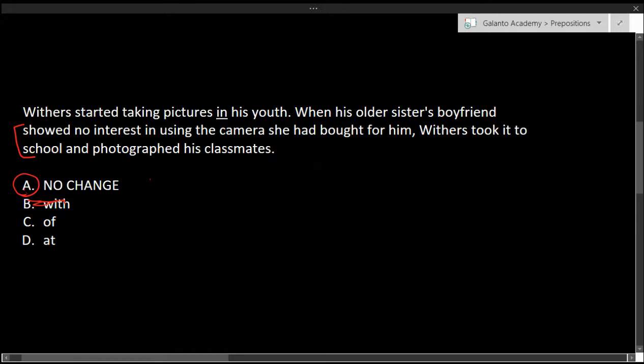Well, it's not like he's taking pictures of his own childhood. He's taking pictures of his classmates here. And we're trying to get a sense of when he started taking the pictures. And you don't take pictures at something. So A is our best choice here. And whenever you see this list of prepositions, then you can tell that you're going to be tested on prepositional phrases, which one is best and grammatically correct.